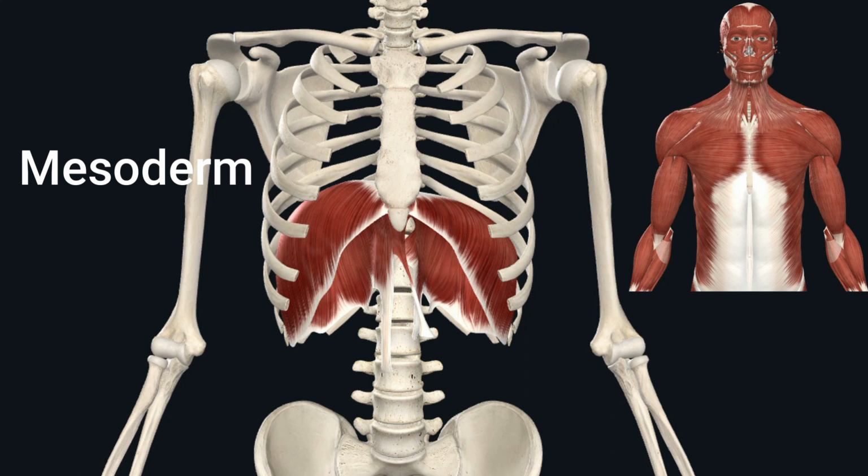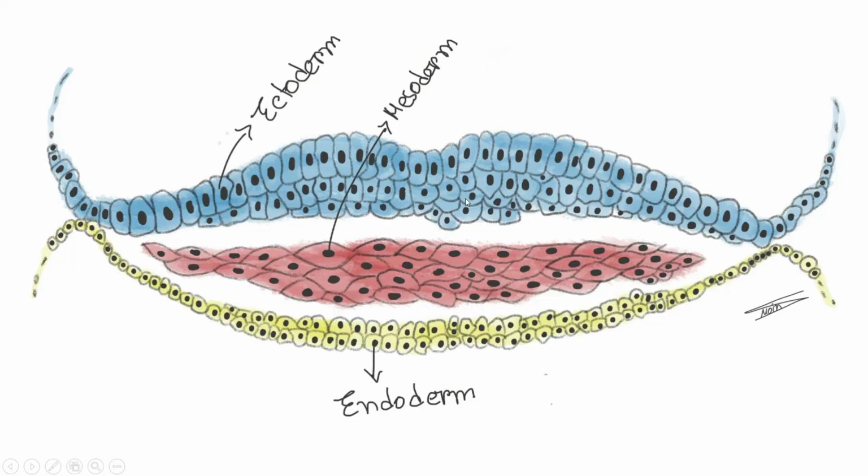Now, what is mesoderm? Mesoderm is one of the germ layers of the embryo. The embryo has 3 germ layers, and I've drawn this figure showing 3 germ layers for a better understanding. The germ layers are the ectoderm, the mesoderm, and the endoderm. Ecto lies outside, endo lies inside, and the meso lies in the middle, in between them.